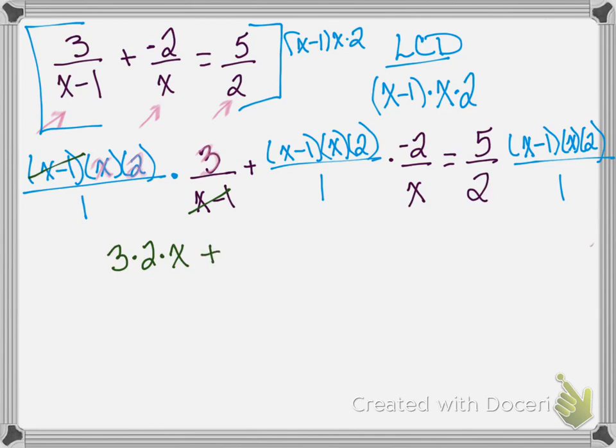Then, on my next one, I am eliminating x and my x. So now, I've got x minus 1 times 2 times negative 2. Okay? Then, for my last one, I can eliminate the 2. So for that, I'm left with 5, x minus 1, and x.